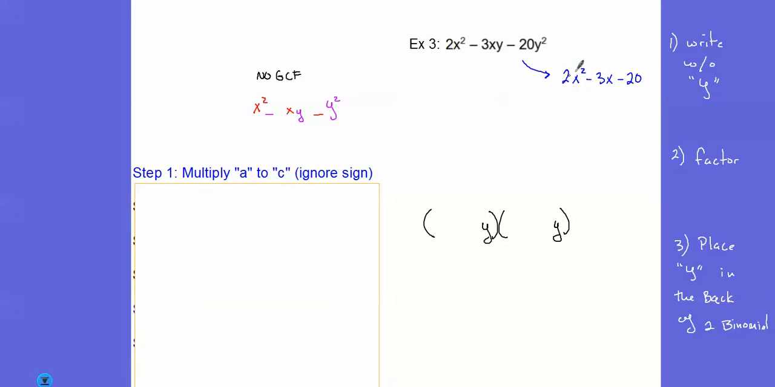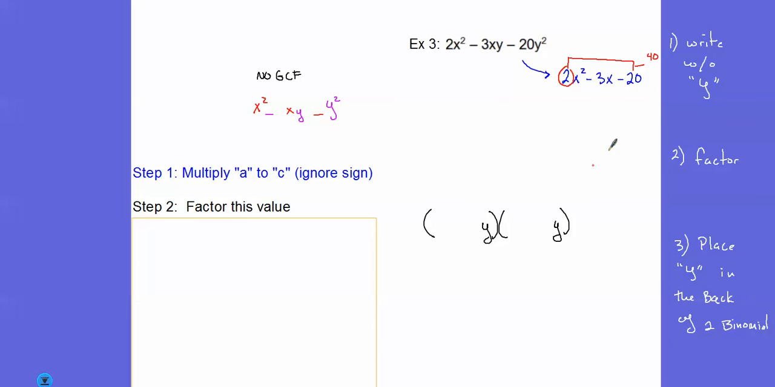So what we must do with this problem is to go ahead and multiply the a to the c. I'm going to take this a, I'm going to multiply it to this c, and we're going to record the number here. That's going to give us 40. We're going to factor that number. So we have 1 and 40.